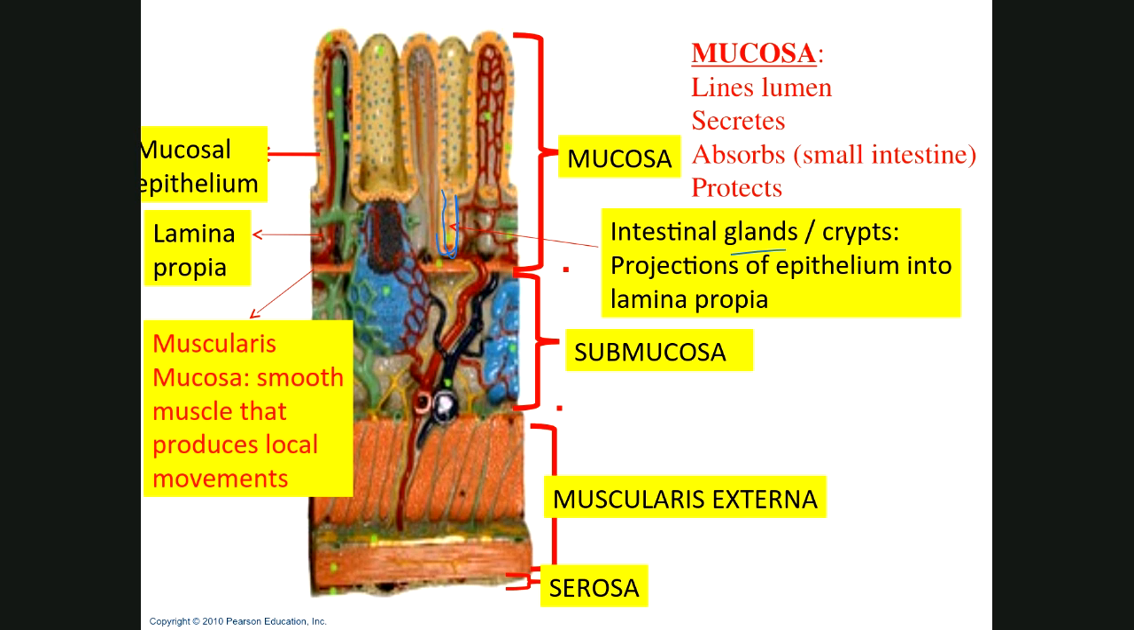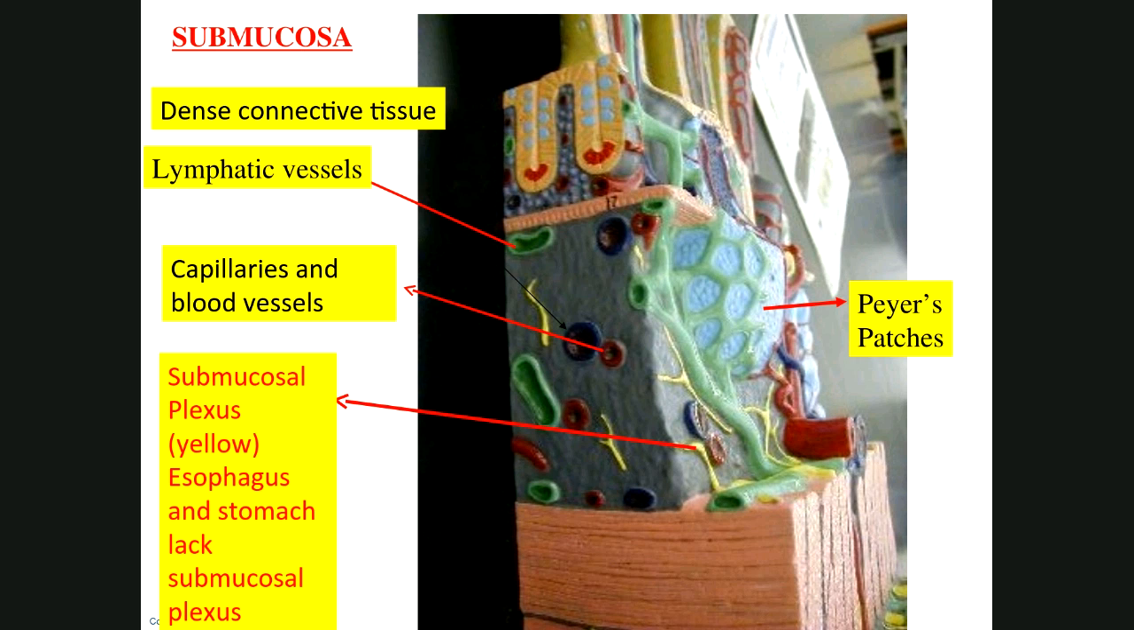Below the mucosa is the submucosa, which will be this layer right here. Muscularis externa, which are the layers of muscle, and then the serosa, which is a thin layer of connective tissue outside. And by the way, these are pictures from a model in the lab. This is a side view of the model.